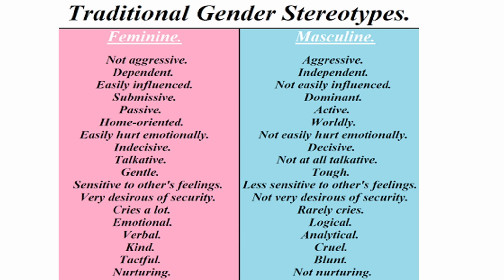While for the masculine, these are the expected traits or roles of males. First is aggressive. Males should be independent, not easily influenced, dominant, active, worldly, not easily hurt emotionally, decisive, not at all talkative, tough, less sensitive to others' feelings, not very desirous of security, they rarely cry, they are logical, analytical, cruel, blunt, and not nurturing.